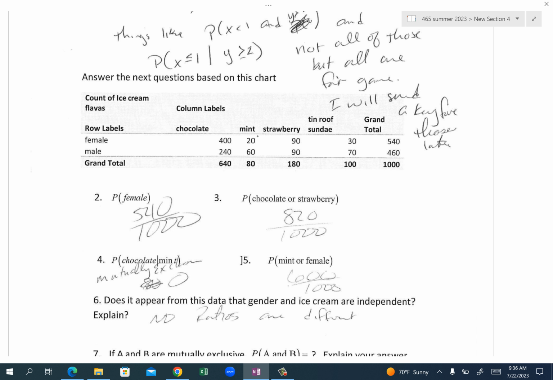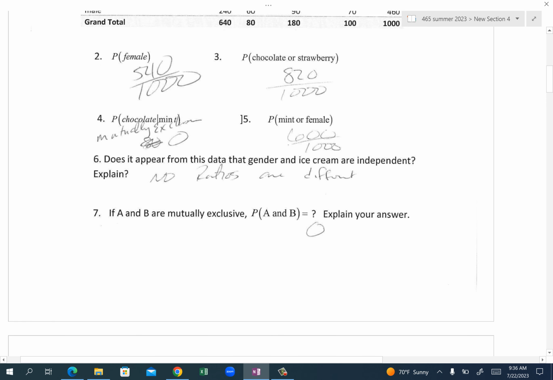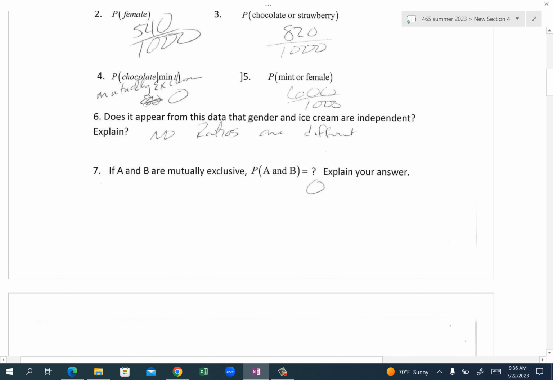A couple of mutually exclusive events here would be chocolate and strawberry. You can't be both at the same time. Neapolitan doesn't count. If A and B are mutually exclusive, the probability of A and B equals 0, obviously, because you can't have both at the same time.